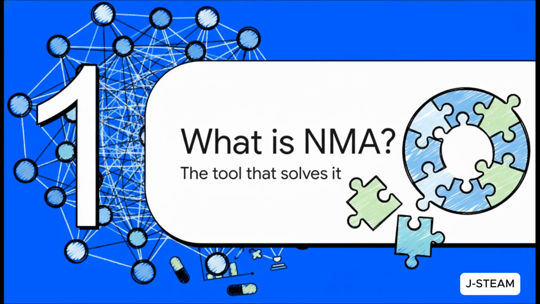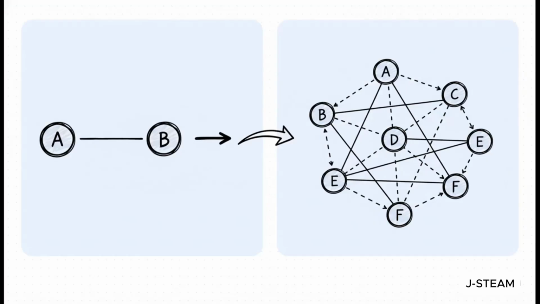Okay, so what is this thing? This tool that can solve our big clinical puzzle? It's called a network meta-analysis. And to really get why it's such a game changer, we need to understand what makes it tick. So you've probably heard of a regular meta-analysis, right? It's a great way to pool together a bunch of studies that compare two things directly, like treatment A versus treatment B. But in NMA, this is where things get really cool.